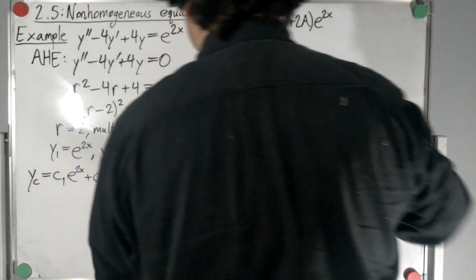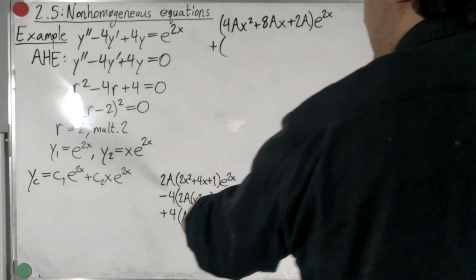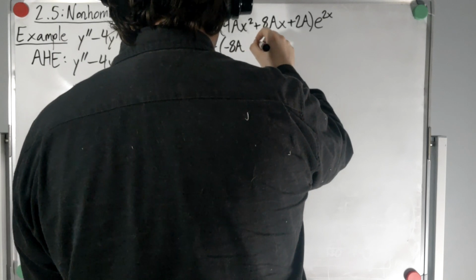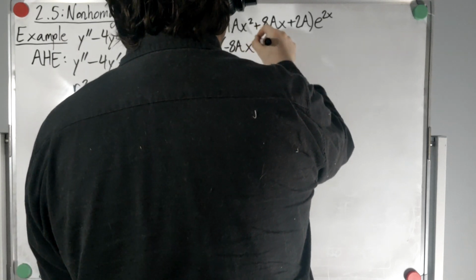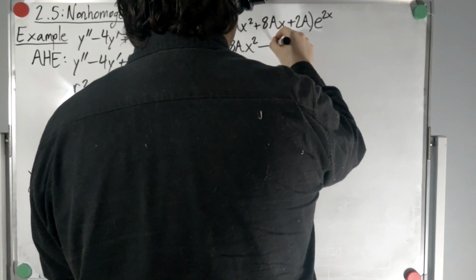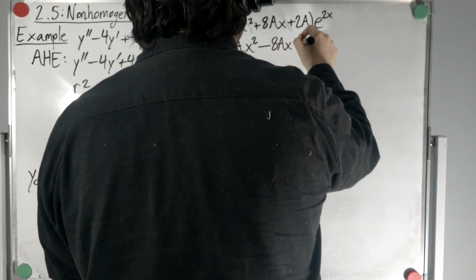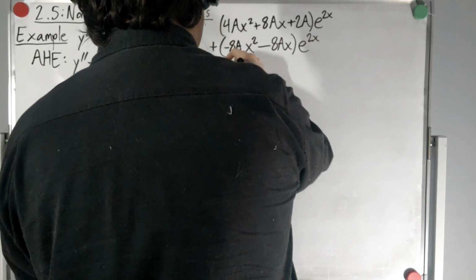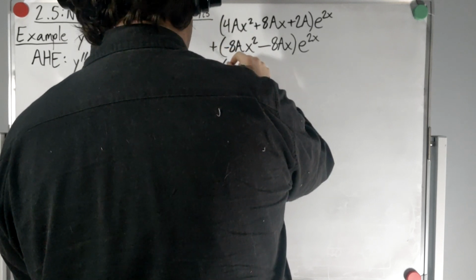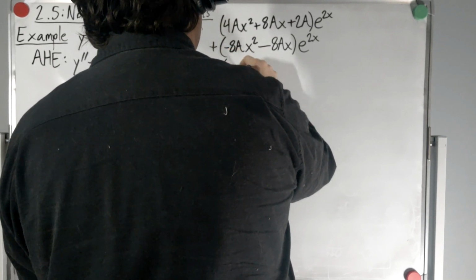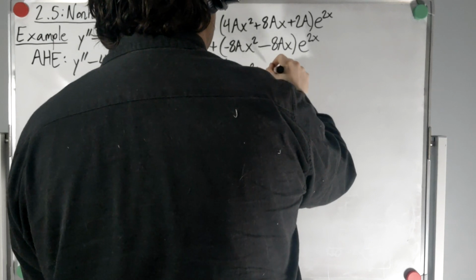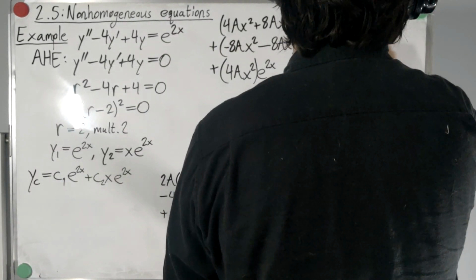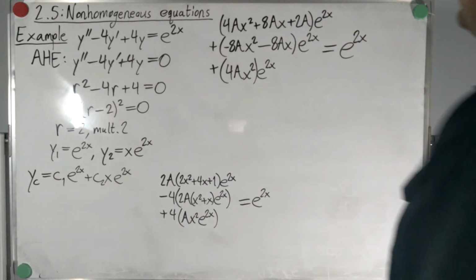Add to this negative 8a x squared minus 8ax e to the 2x. Add to this 4ax squared e to the 2x. And all of this together should be e to the 2x.